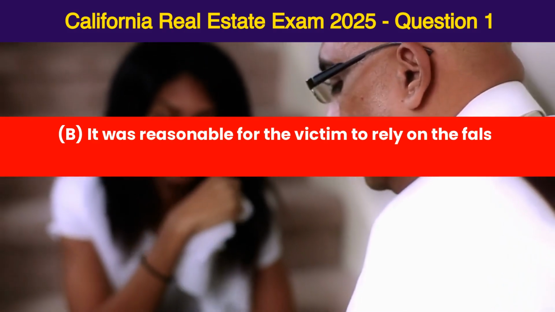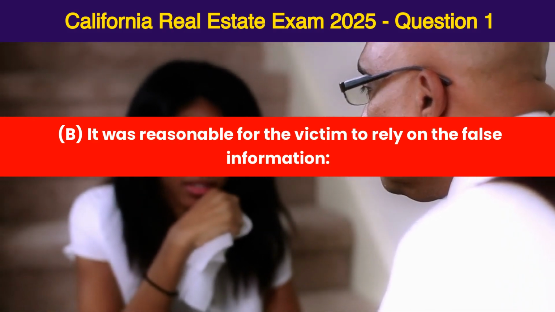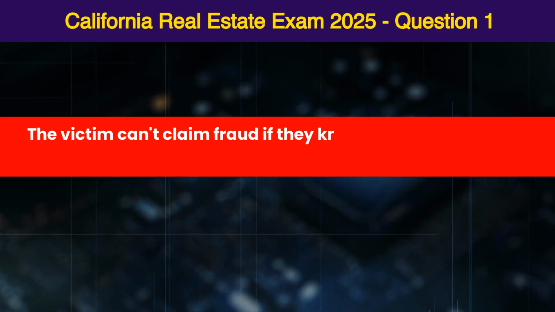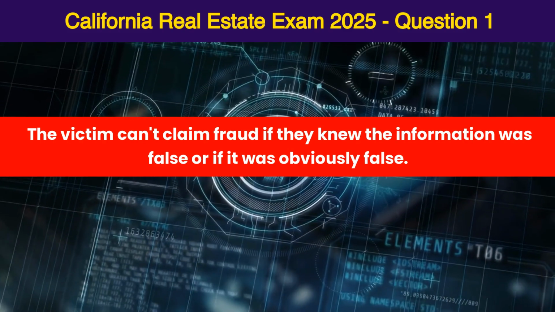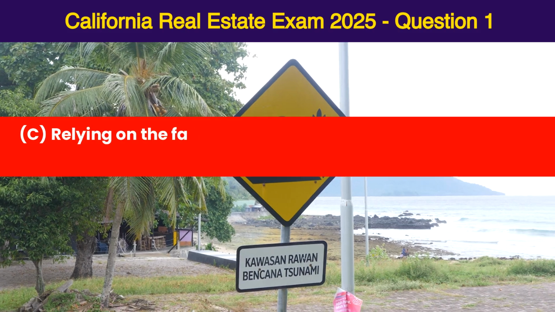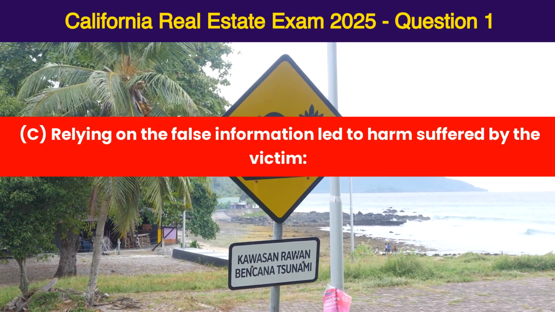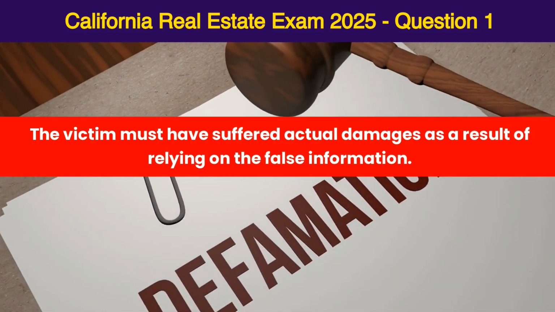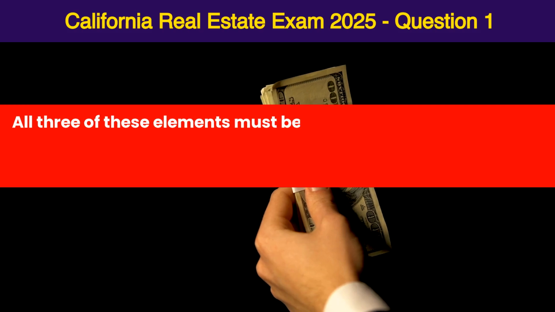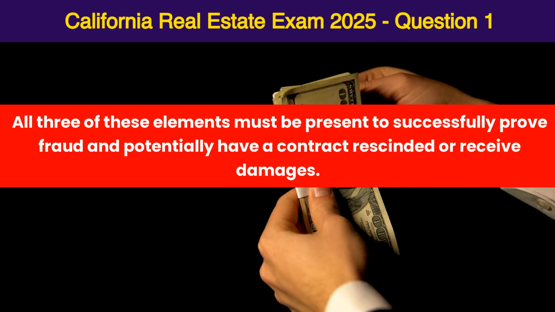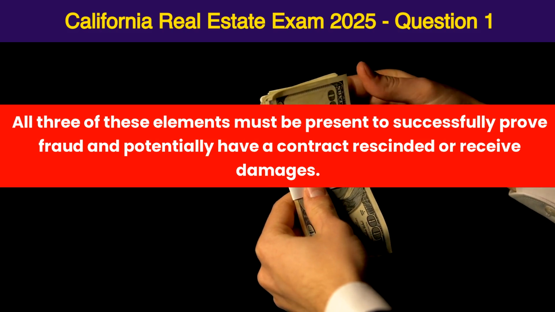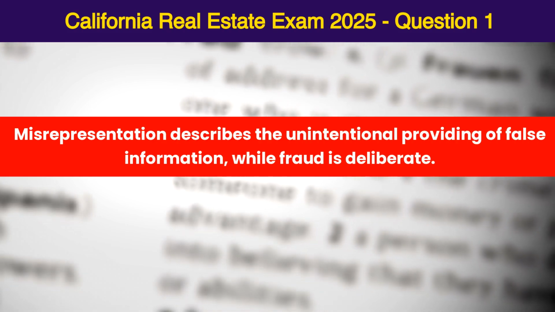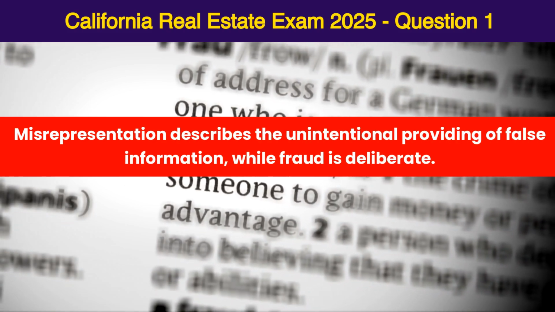B. It was reasonable for the victim to rely on the false information. The reliance on the misrepresentation must have been justifiable. The victim can't claim fraud if they knew the information was false or if it was obviously false. C. Relying on the false information led to harm suffered by the victim. The victim must have suffered actual damages as a result of relying on the false information. All three of these elements must be present to successfully prove fraud and potentially have a contract rescinded or receive damages. Misrepresentation describes the unintentional providing of false information, while fraud is deliberate.